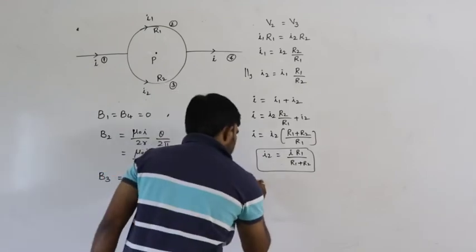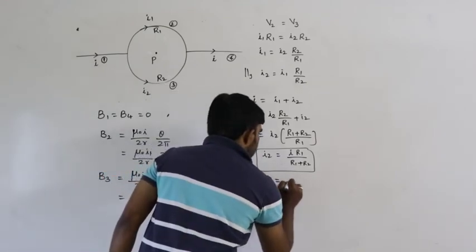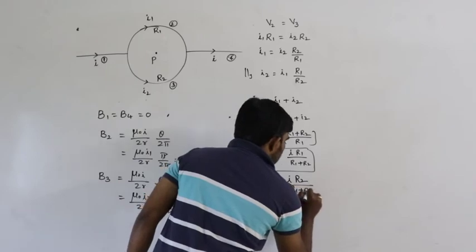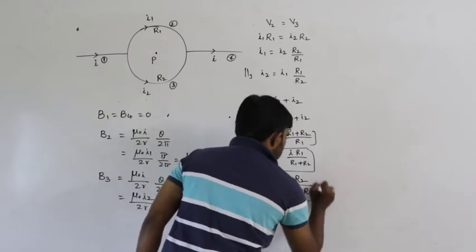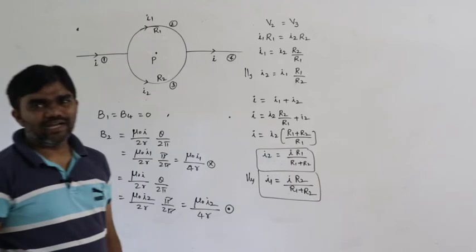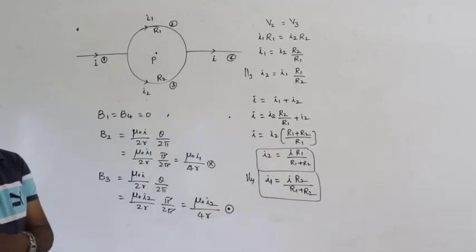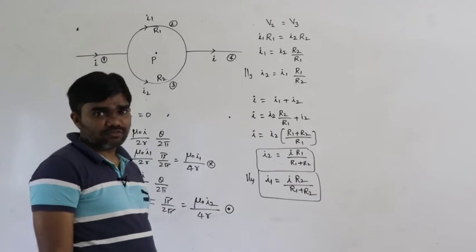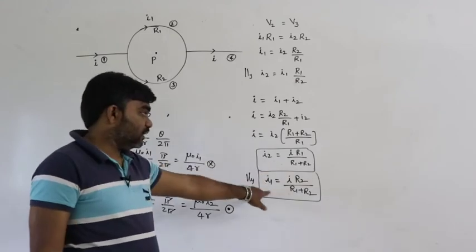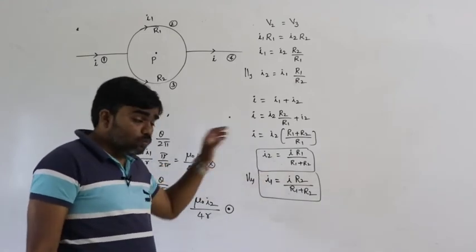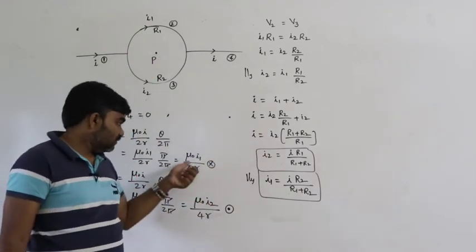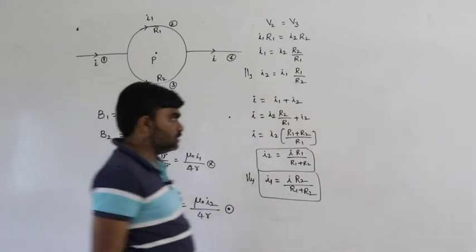Similarly, I1 can be written as I R2 by R1 plus R2. So we already calculated this division of current in parallel combination in case of series and parallel combination of resistances. So what is the use of resistances in this situation is I1 and I2, we can substitute these values.